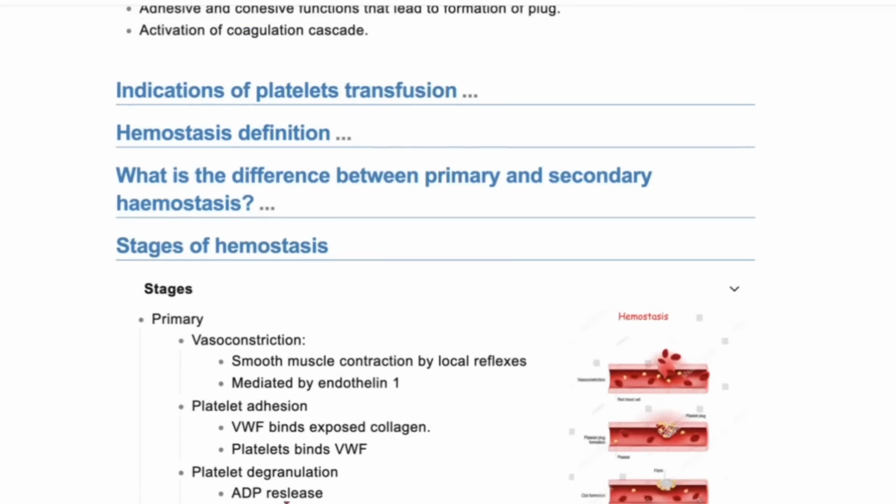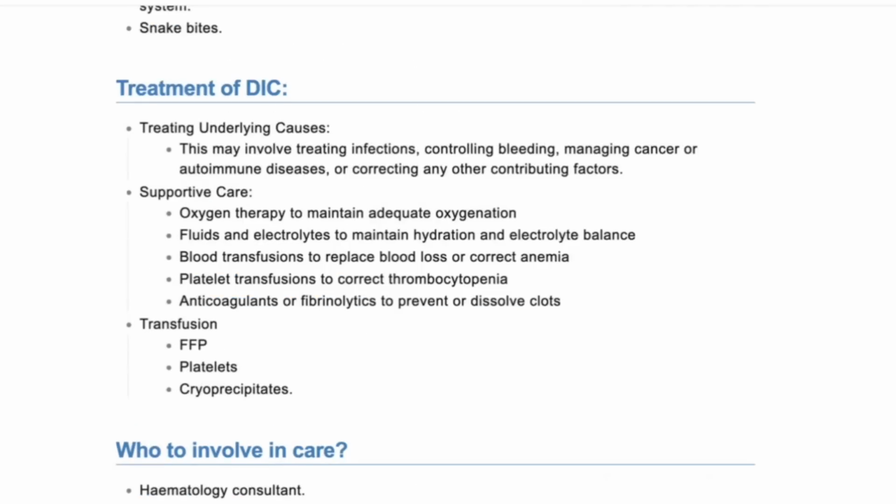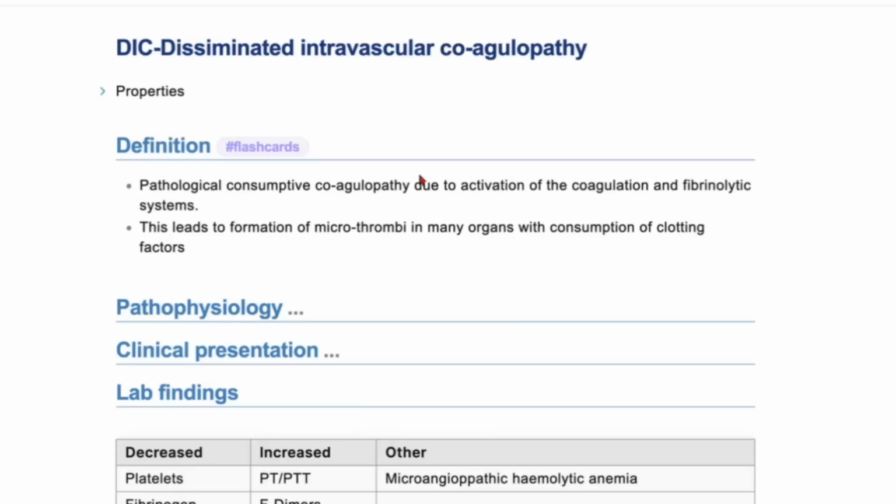I'm not too sure. What difference between primary and secondary hemostasis? So primary hemostasis would be where there's a direct injury to the blood vessel or vessel wall, and secondary hemostasis would be formed by external injury or trauma to the vessel, but I'm not too sure. That's fine. I think let's go, because there are a few things to mention.